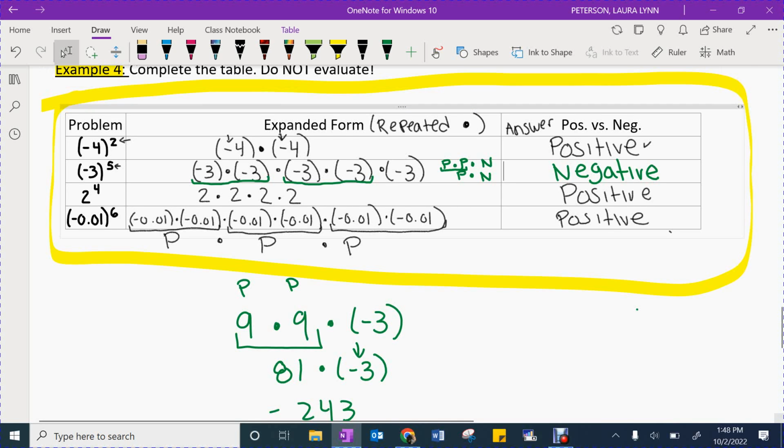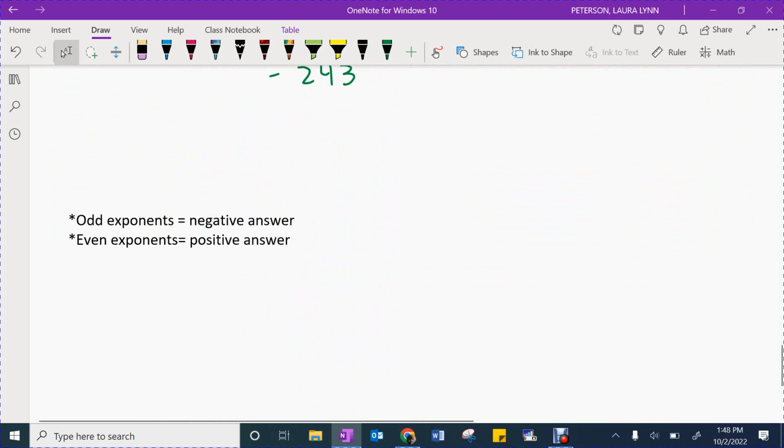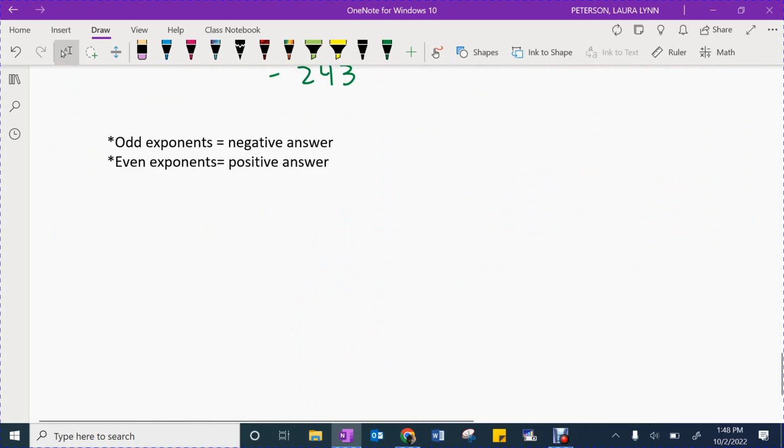Well, there is actually a relationship, and I do want you to write this down. Doesn't matter what your base is. If you have an odd exponent, your answer is negative. If you have an even exponent, your answer is positive. If you don't trust it, multiply it out, and you'll get that same answer no matter what.